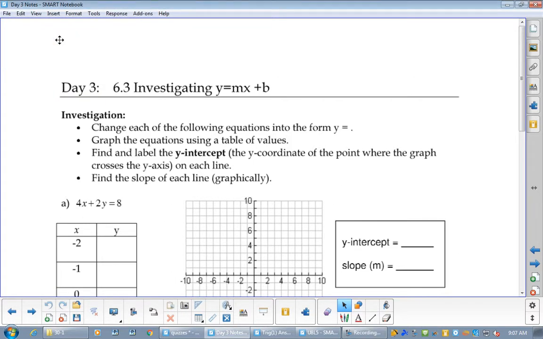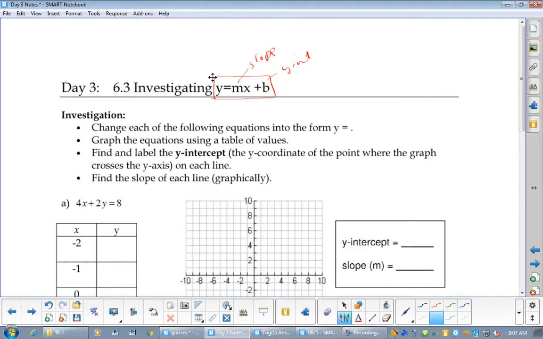So we have been talking about slope quite a bit. We just did a quiz on it even. That's how much we've been talking about slope. Now remember this form. Y equals mx plus b. What does m stand for? What does b stand for? Okay, good.